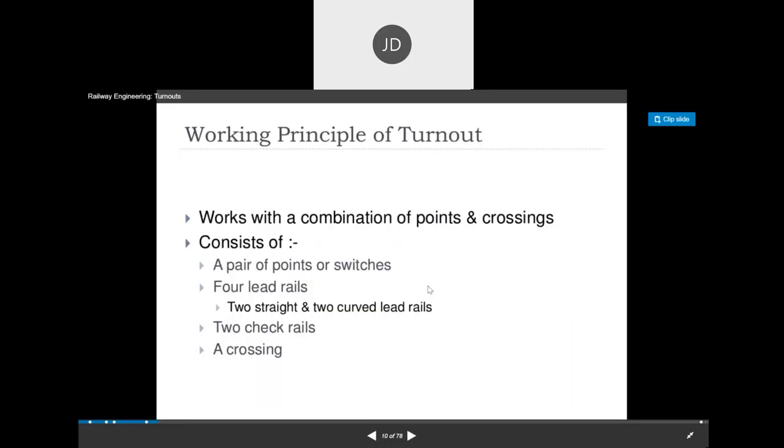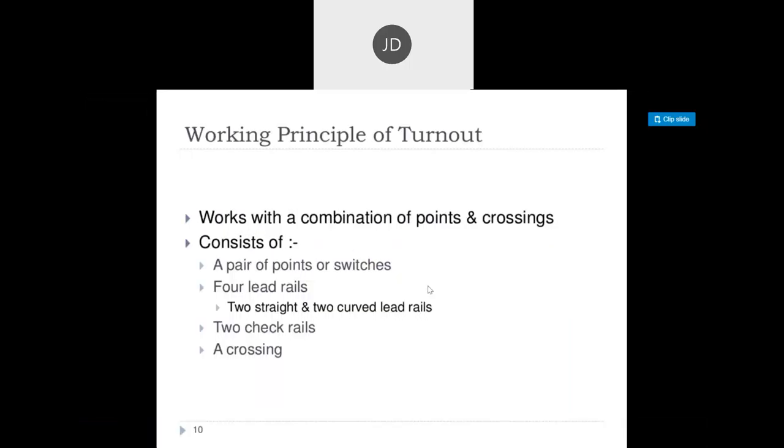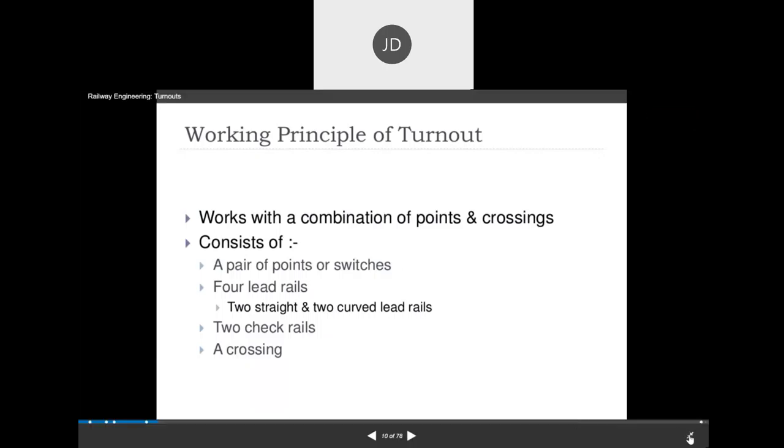Now, regarding the operation of the turnout or point and crossing, I'll show you one animation. From the animation, you will understand how a particular point and crossing facilitate a particular train to change its direction.